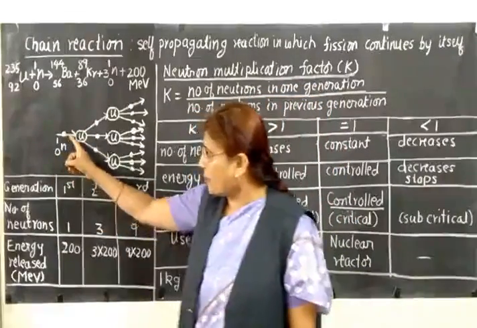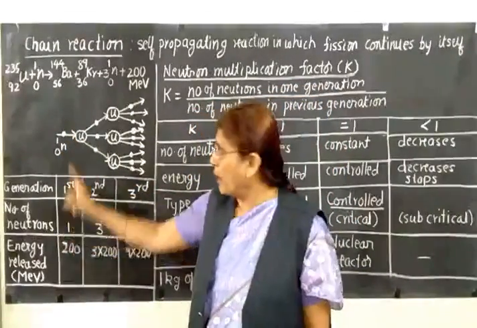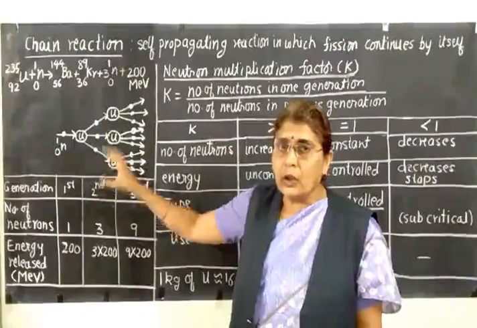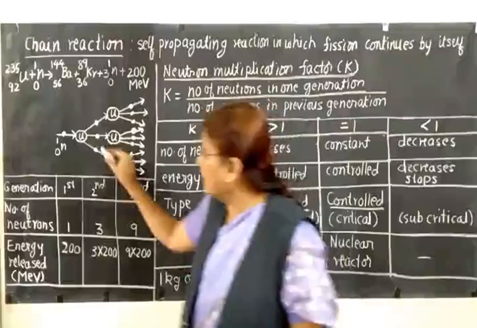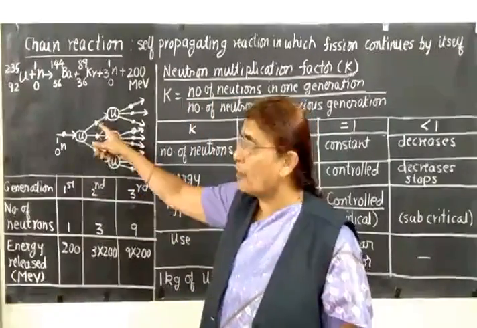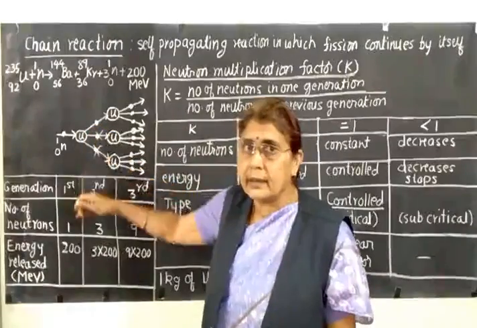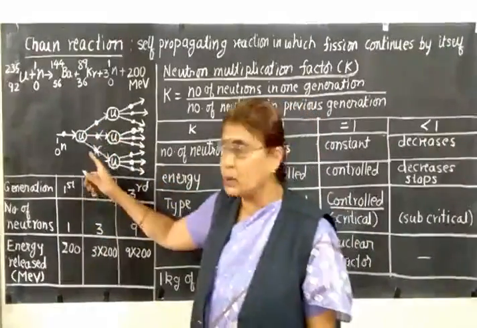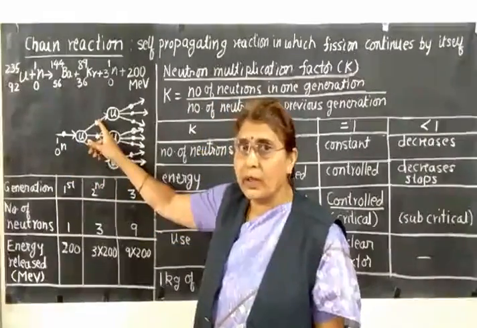So in the first generation you have 1 neutron here. Now this is producing 3 neutrons. So let us cut these 2 neutrons. Let us not have these 2 neutrons. So we shall make use of only 1 neutron. These are allowed to escape from the system. So they are cut down. So 1 neutron is producing only 1 neutron.